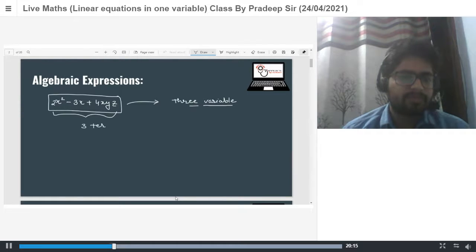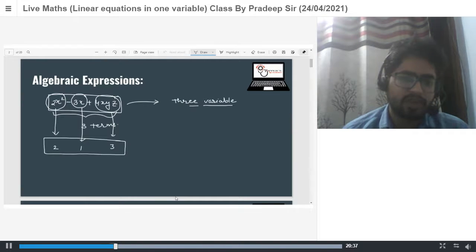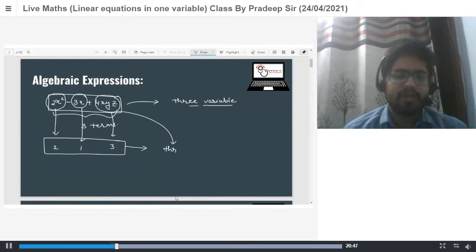So what is the degree of the first term? 2. Very good. What is the degree of the next term? 1. Degree of the next term? 3. So now what is the degree of the expression? The degree of the expression is the highest number among them. So the highest number is 3. So the degree of this expression is 3.